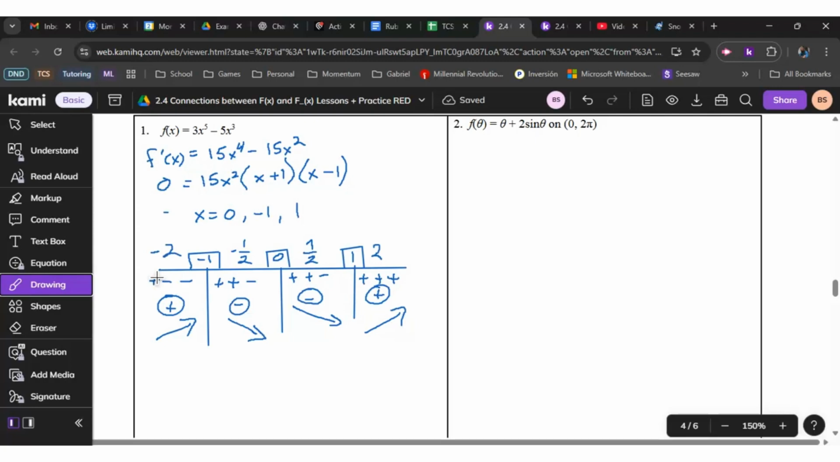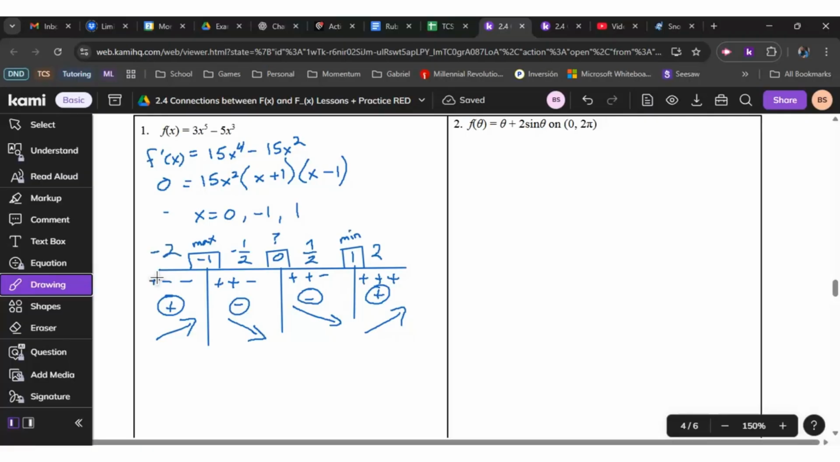Okay. All right, guys. Now this tells us a whole bunch of information, right? The reason I drew the arrows is that it tells me where it's increasing, decreasing. It also tells me that if it went from increasing to decreasing, this is a max. Decreasing to increasing, that's a min. This is an unknown thing that went from negative to negative.